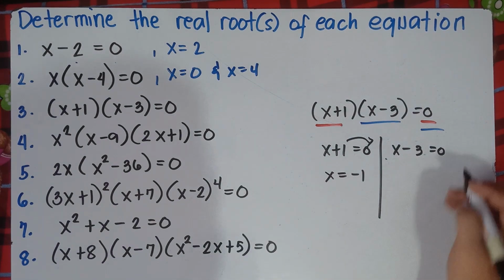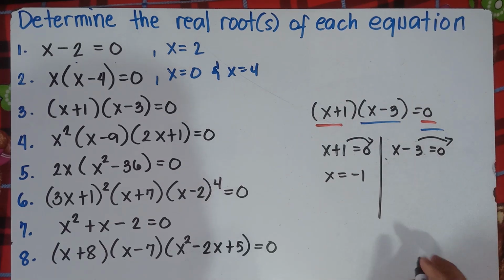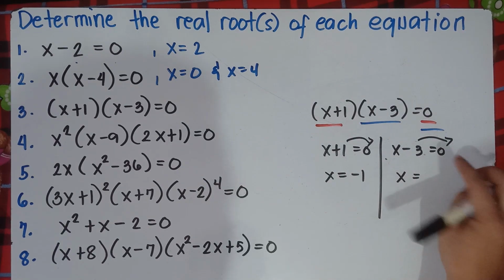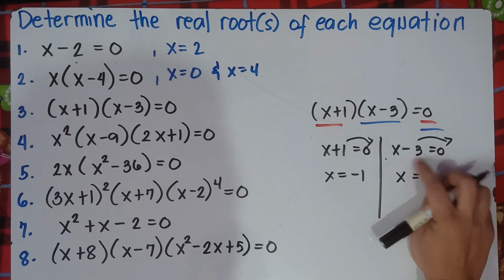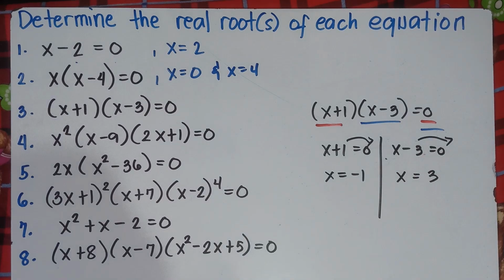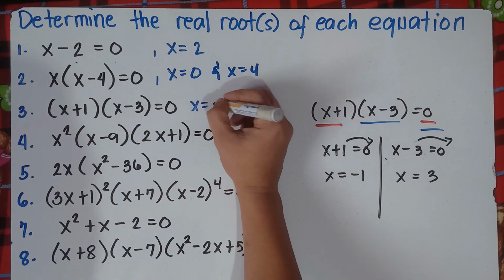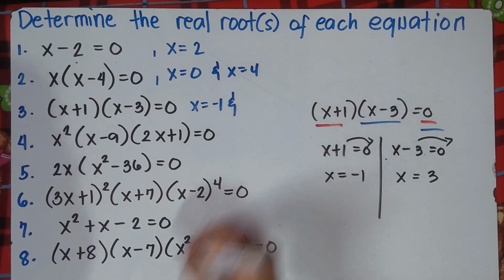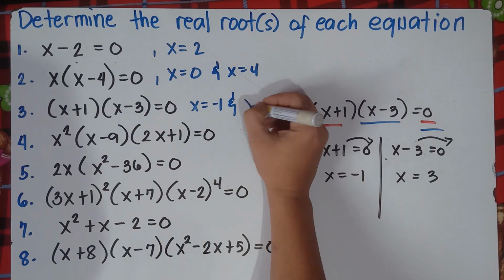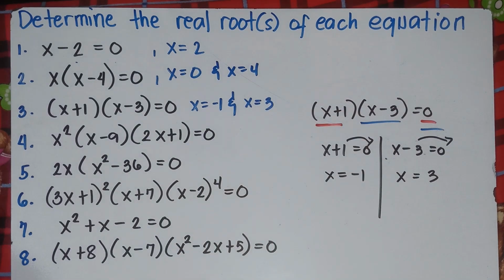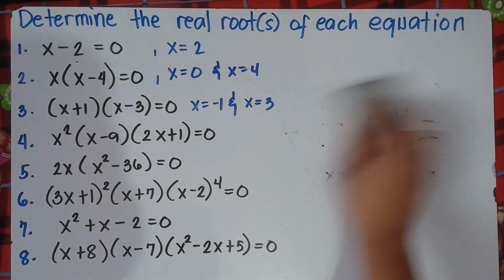And the other one, transfer this negative 3. Once you transfer across the equal sign, you change the sign, so it will be positive 3. Alright, so that's the answer for number 3. Easy, right? X equals negative 1 and x equals positive 3. Alright, let's try number 4.